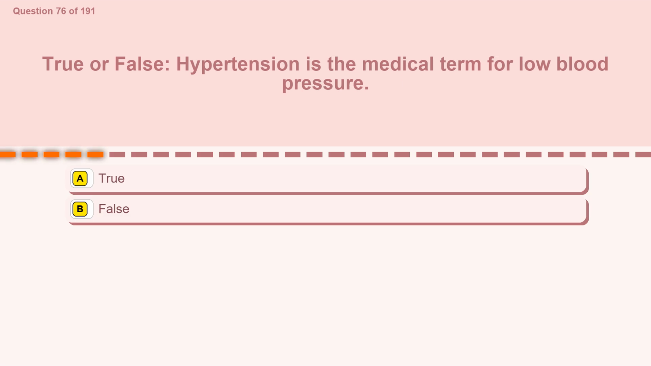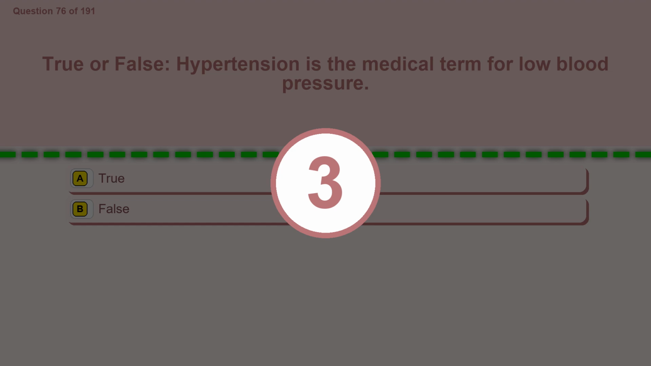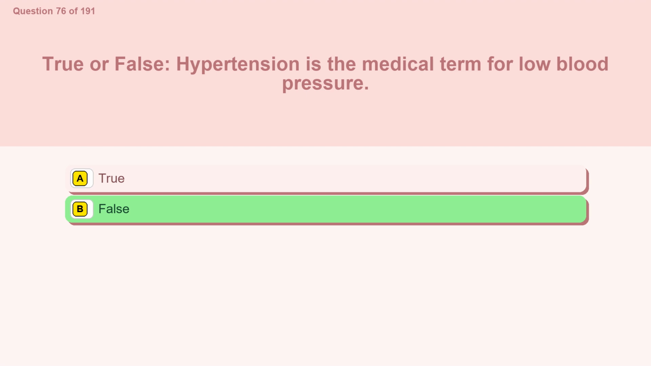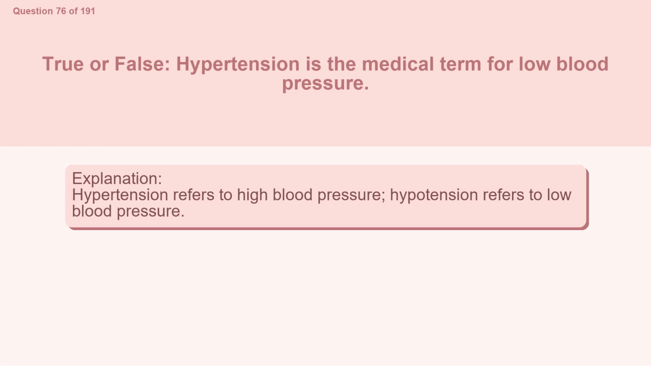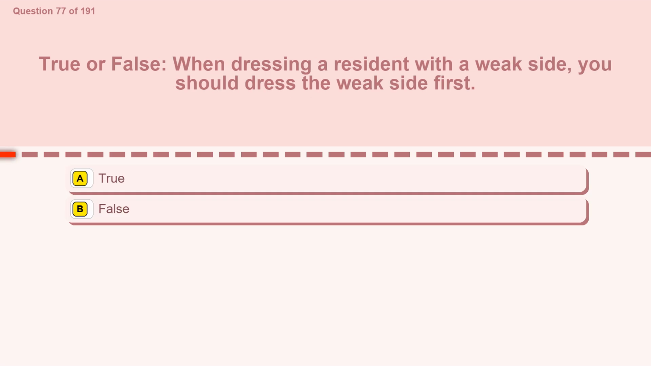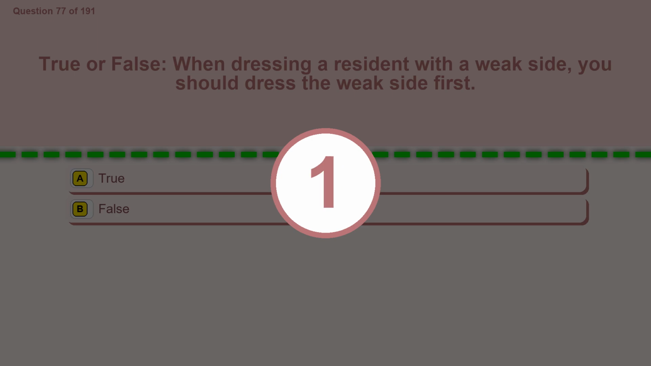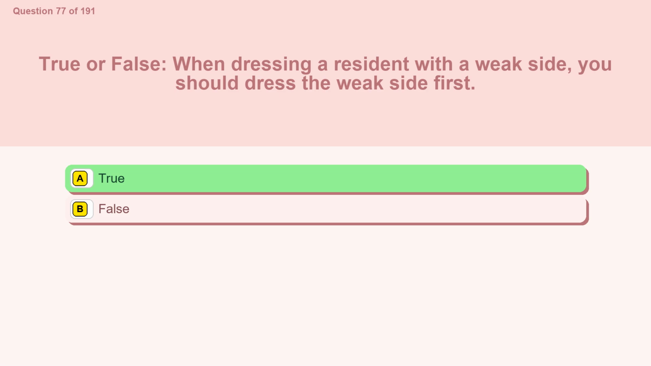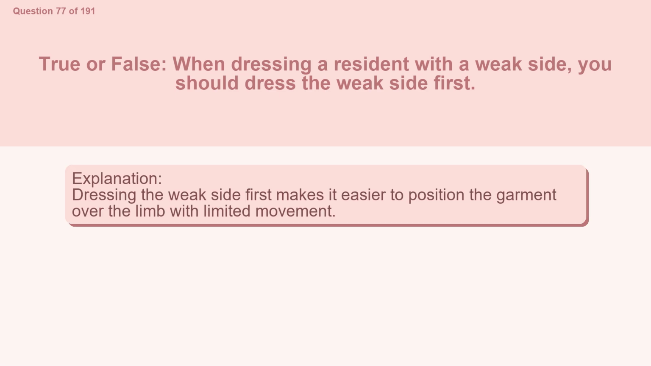Question 76. True or false, hypertension is the medical term for low blood pressure? Option A, true. Option B, false. The correct answer is option B, false. Hypertension refers to high blood pressure, hypotension refers to low blood pressure. Question 77. True or false, when dressing a resident with a weak side, you should dress the weak side first? Option A, true. Option B, false. The correct answer is option A, true. Dressing the weak side first makes it easier to position the garment over the limb with limited movement.